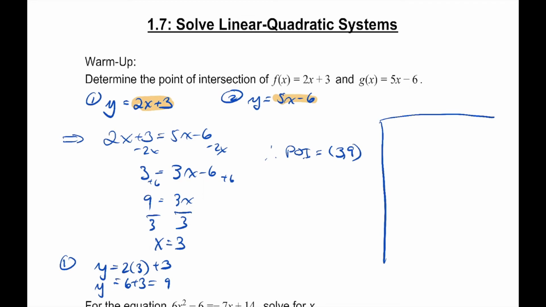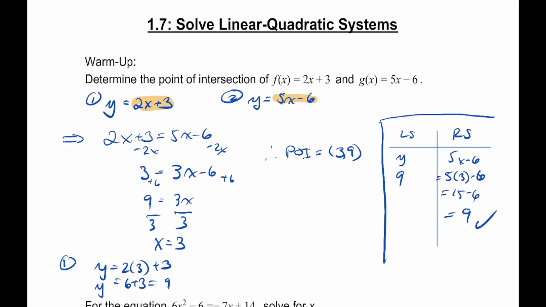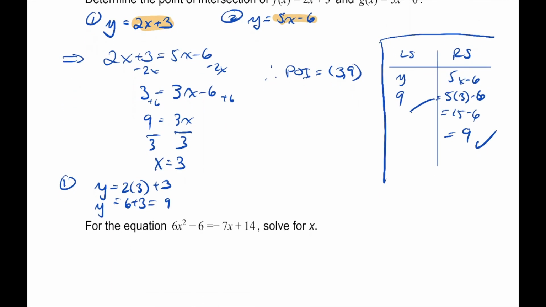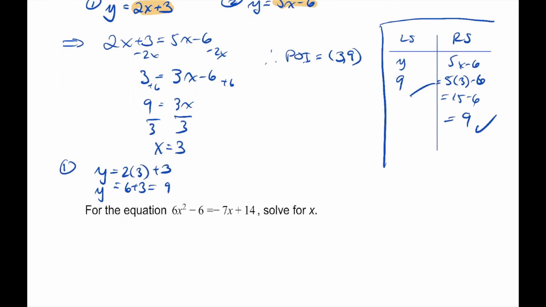We could actually check our answer with the second equation. So here we have the left side and the right side. The right side is 5x minus 6. The left side is y. So we said that y is 9. And then we plug in 3 for x. And so we get 5 times 3 minus 6, which is 15 minus 6, which is 9. So that combination of x and y, (3, 9), makes both of our equations true.